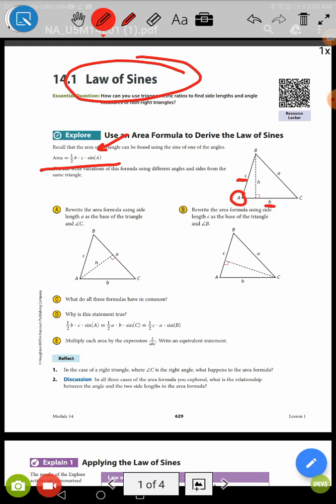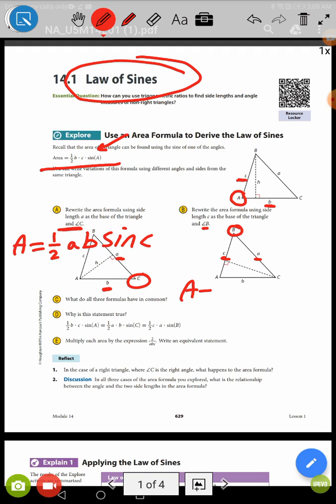And if we want to use angle C, we'll use B and A. So the area will be half AB sine C. And if we want to use angle B, we'll use C and A. So the area will be half AC sine B. Okay, and remember, we are talking about the same area. That is the common between them. Same area, same triangle. So all of them are equal.